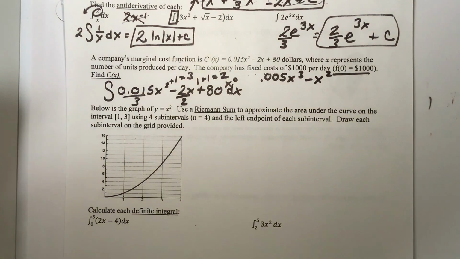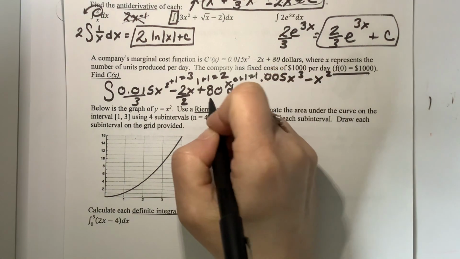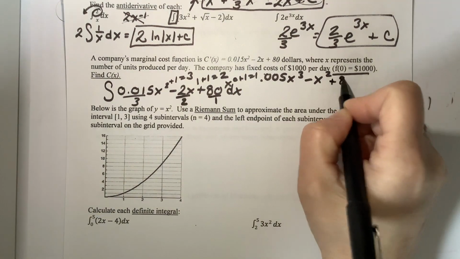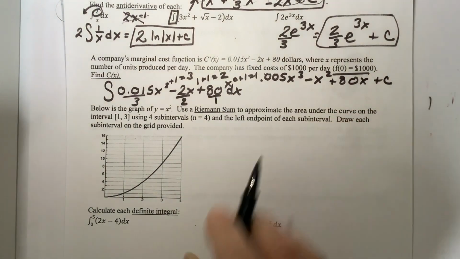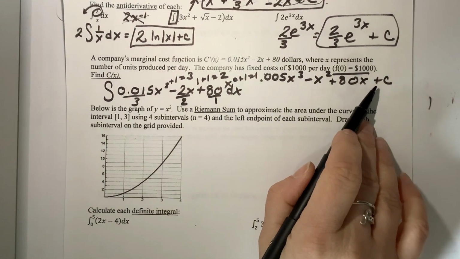80 does not have a variable. That means it's x to the power of 0. Add 1, it's a 1. That makes it 80x plus c. This is where we would typically stop.